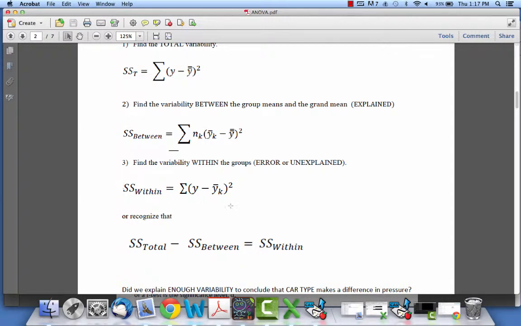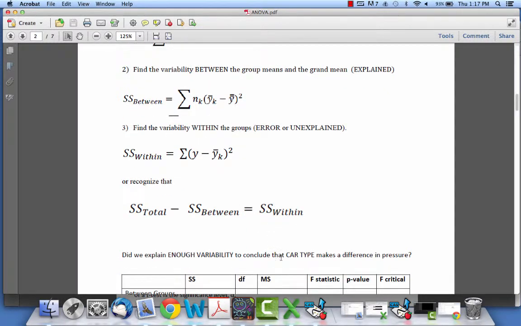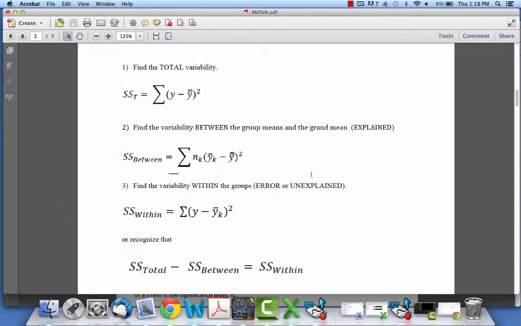SS within, sum of squares within, is where you take each element and compare it to the mean of its group only, instead of the whole group, and add that up. So in both this case and this case, it's each and every one. But because between and within add up to the total, if you know two of them, you can solve for the other. Okay, so remember that these were the formulas for that.